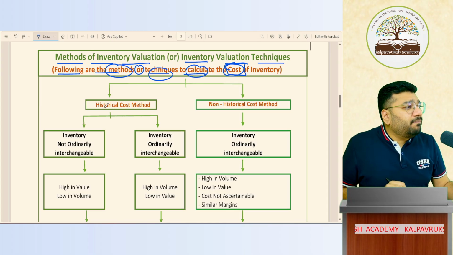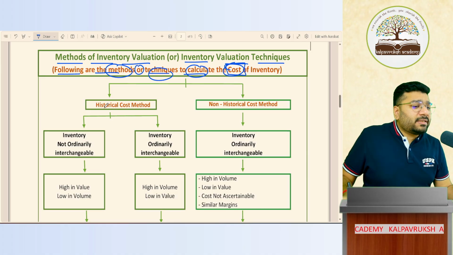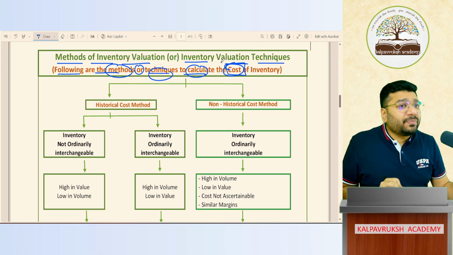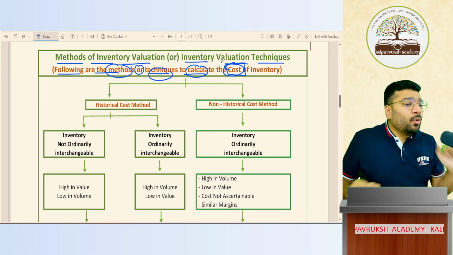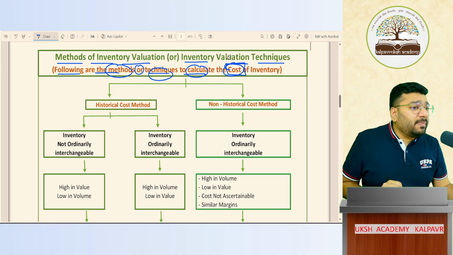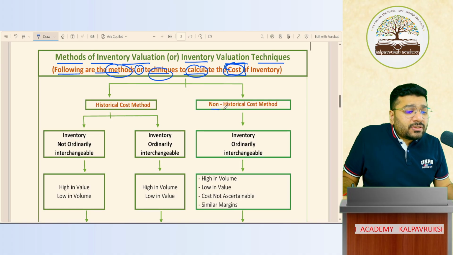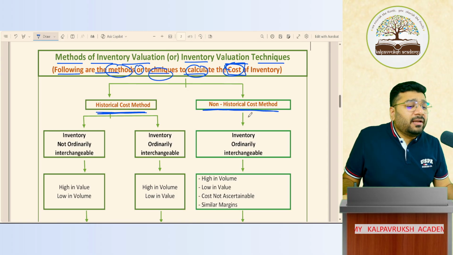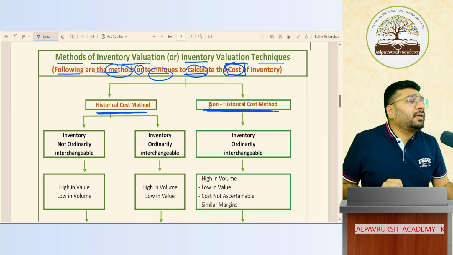Under this, they have bifurcated the inventory valuation technique into two categories. One is called the historical cost method. Another is called the non-historical cost method. What is the first one called? Historical cost method. Second is called non-historical cost method.